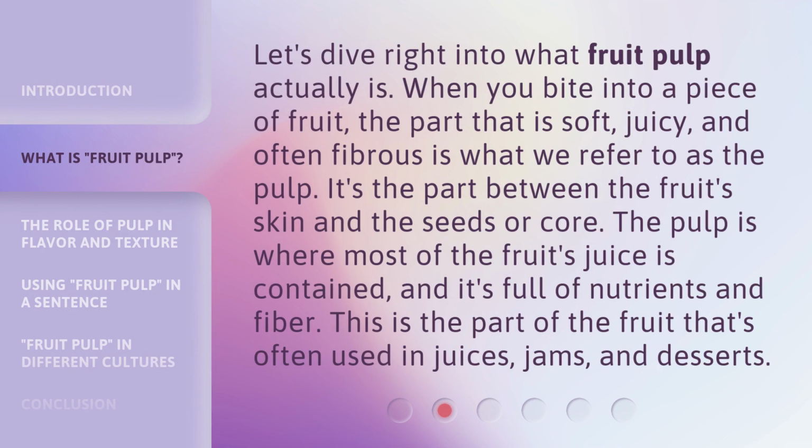Let's dive right into what fruit pulp actually is. When you bite into a piece of fruit, the part that is soft, juicy, and often fibrous is what we refer to as the pulp. It's the part between the fruit's skin and the seeds or core. The pulp is where most of the fruit's juice is contained, and it's full of nutrients and fiber. This is the part of the fruit that's often used in juices, jams, and desserts.